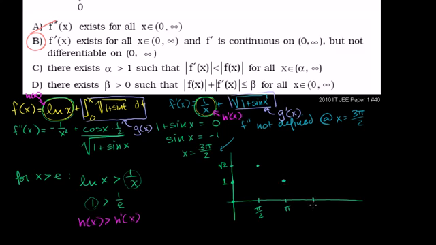Then let's go to 3 pi over 2. Sine of 3 pi over 2 is negative 1. Negative 1 plus 1 is going to be 0. So we're going to be down here. And then we go again to 2 pi.